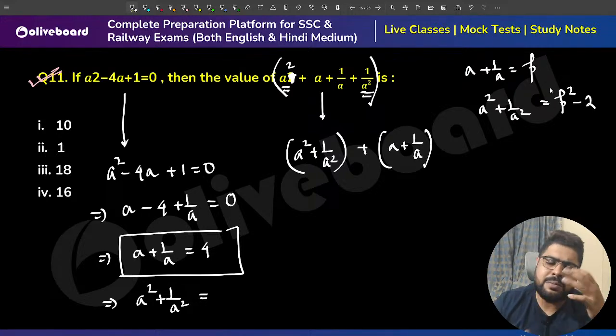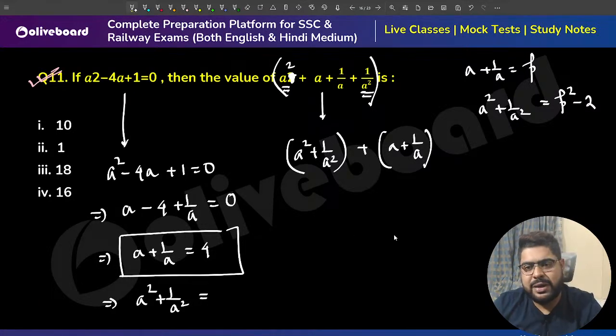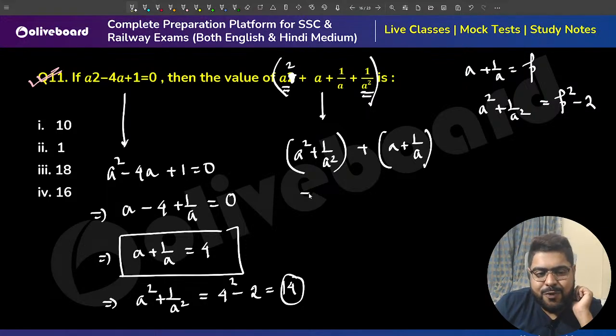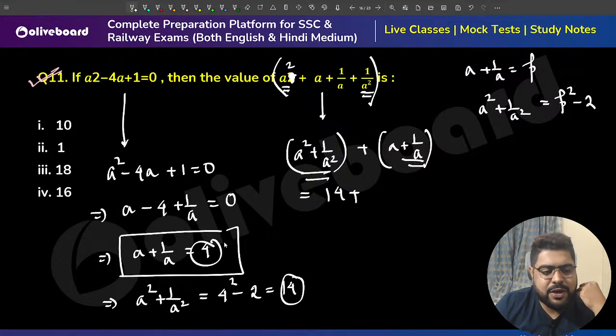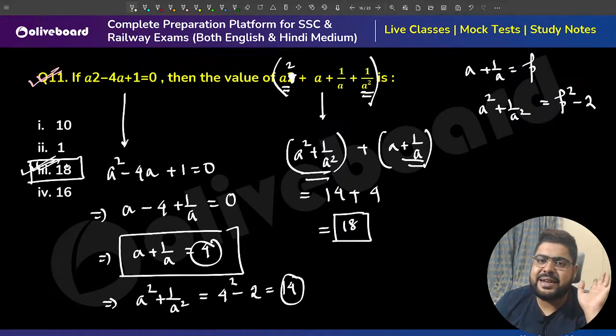Because if you do the whole square, you get minus 2ab, and a into 1 by a is 1, so it becomes minus 2. So it is 4 square minus 2, that is, sir, 14. Plus this was how much, sir? We got 4. So your answer will be 80. Your answer to this question will be option number 3, which is 80.